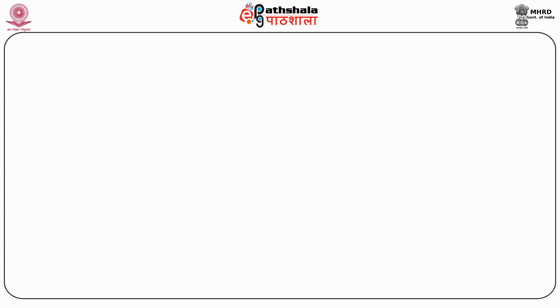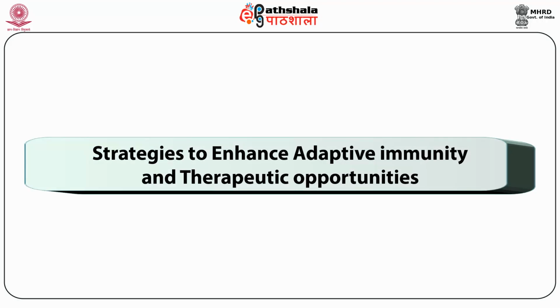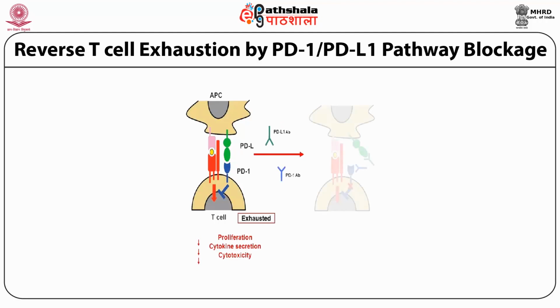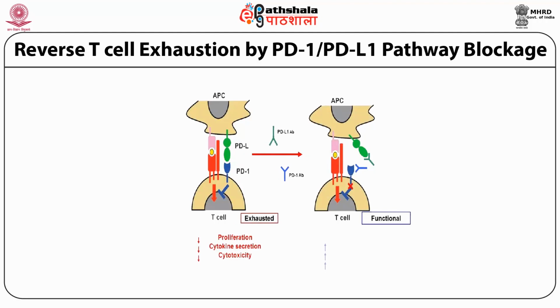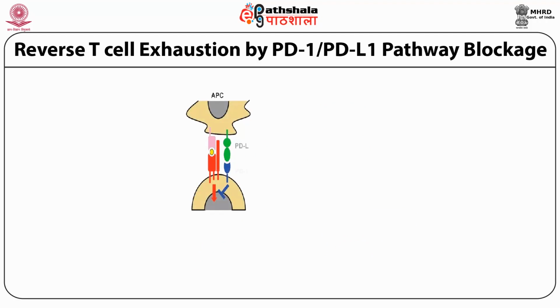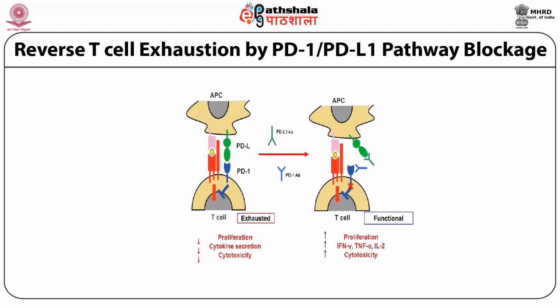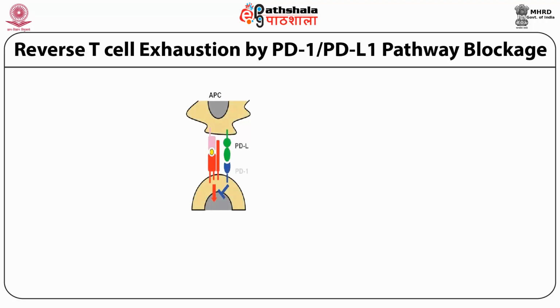Now I will talk about the strategies to enhance adaptive immunity and use these as therapeutic opportunities. As I explained earlier, there is PD-1 expression on the T cells. Whenever this PD-1 receptor is present on T cells, they become exhausted and non-functional. It stops proliferation, it stops cytokine secretion and cytotoxicity. I believe you understand that PD-1 has the PD-L ligand on the antigen presenting cells.